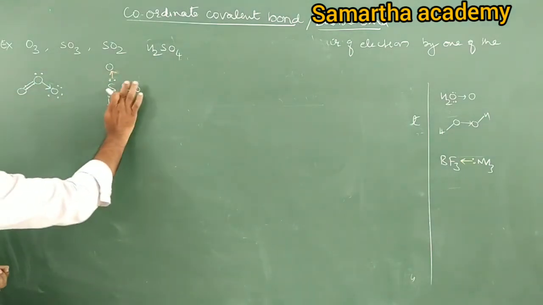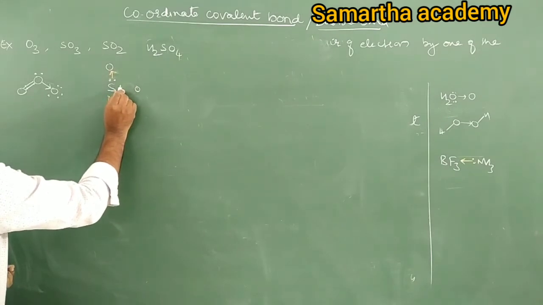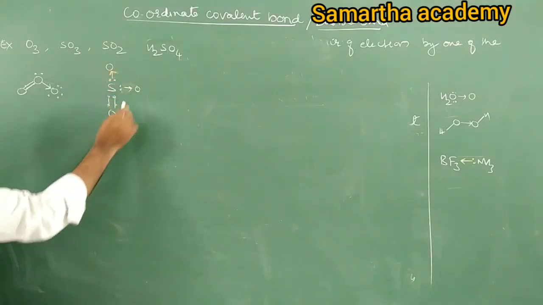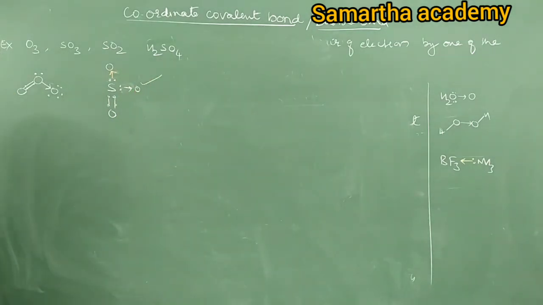Therefore, make one more bond a dative bond. Now count 1, 2, 3, 4, 5, 6, 7, 8. Therefore, this is possible. In this way, you can identify dative bonds. There are 2 dative bonds in SO3. Understand?